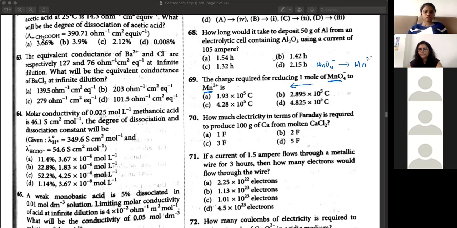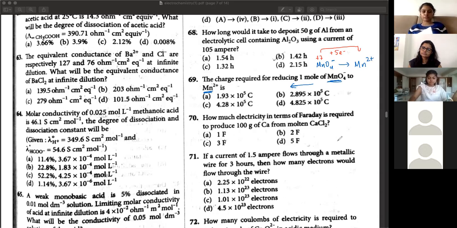Ma'am, the oxidation state is +7. So +7 to Mn2+, that's 5 electrons gained. So 5 electrons corresponds to how much charge? 5 into F. Calculating, 5 into F is 5 into 96500.